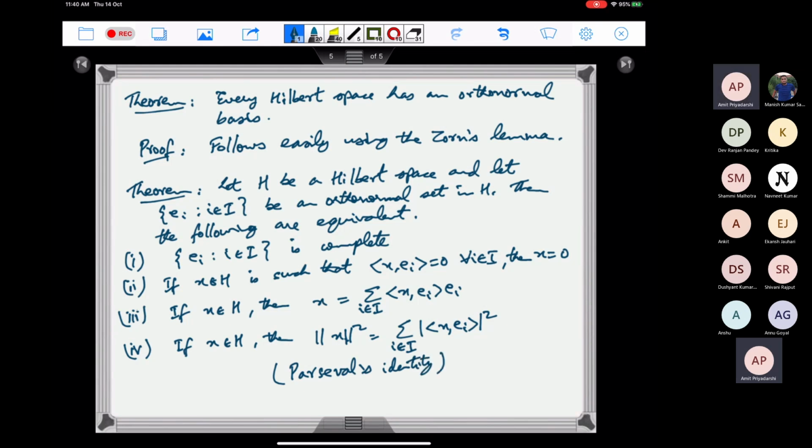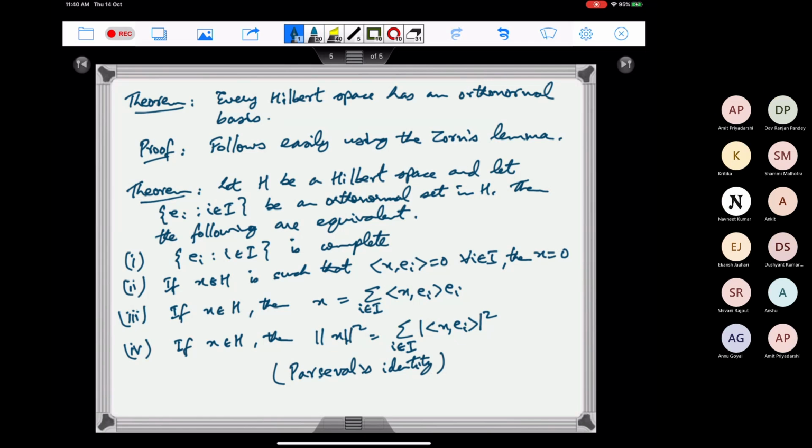So in general, what we know is norm x square is bigger than or equal to summation of x dot e_i square. That is Bessel's inequality. But here what we are saying is that if it is an orthonormal basis, or a complete orthonormal set, then this norm x squared will be equal to this sum. So let's prove this theorem.